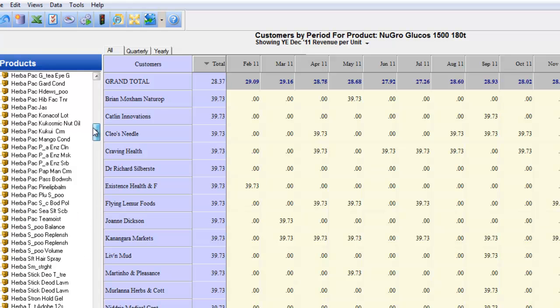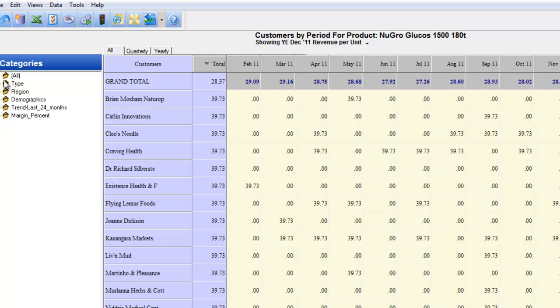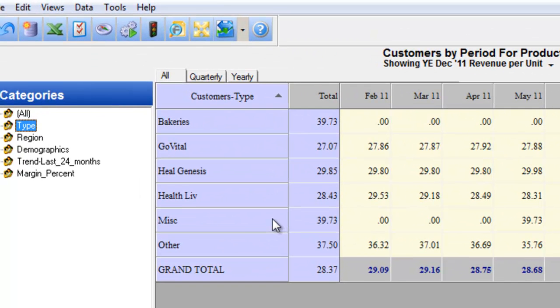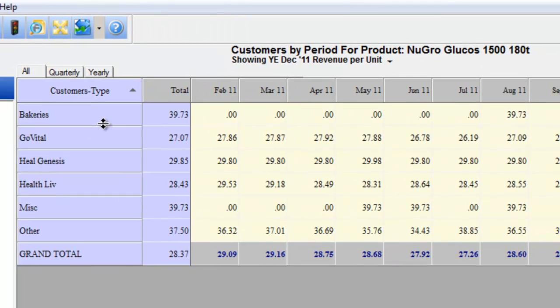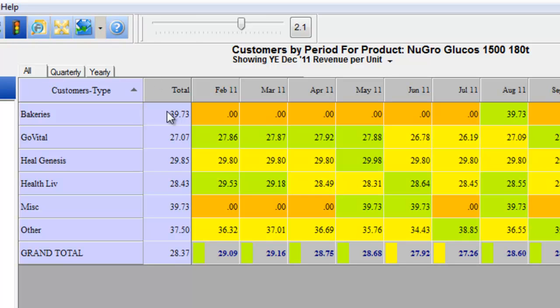And the easiest way for me to understand this is to simply go into, and in this case, I just want to look at the various market segments to see how my discounting is impacting the various segments. And the key segments that buy my Nugro Glucose product are the bakeries. Well, in fact, let me just do my traffic lights quickly. Bakery has only bought it in 1 month, so I'm not really too concerned about that.